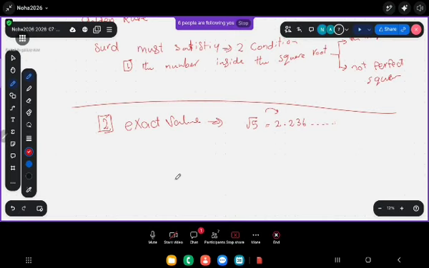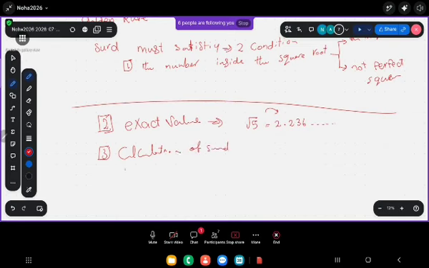Now, why do we simplify? We write only root 5. So we keep root 5 here. Okay? So if we have a calculation with surds. What's the meaning of calculation of surds?